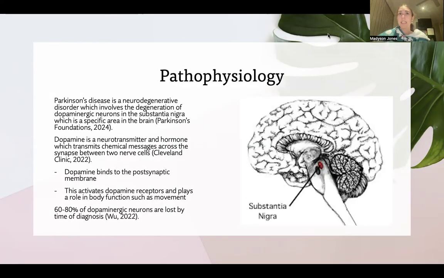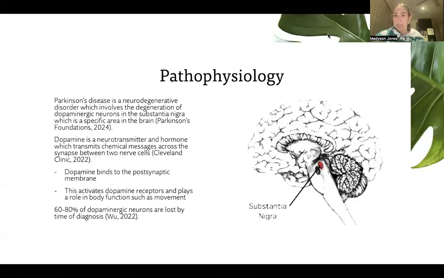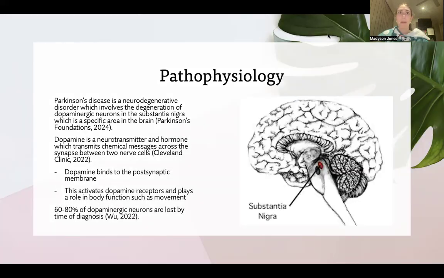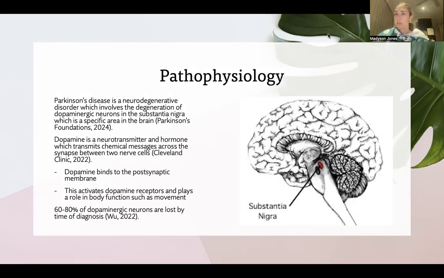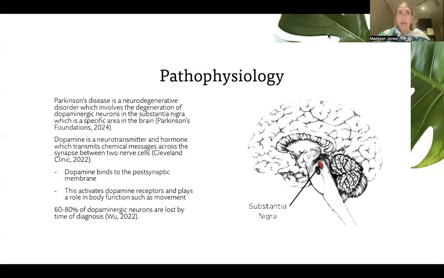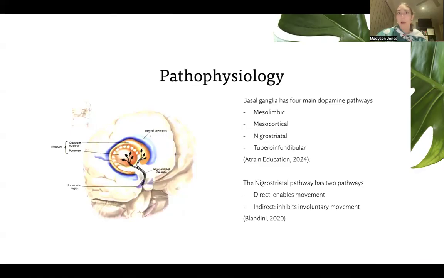In Parkinson's disease, as the neurons die and lose their functional capacity, it causes a reduction in these dopamine levels, specifically in the brain's basal ganglia circuit. So by the time Parkinson's disease is diagnosed and symptoms become apparent, approximately 60 to 80% of these dopaminergic neurons have been lost and causes a loss of function to the basal ganglial circuit. So this circuit has four main pathways which dopamine travels and is utilized by the body. This includes the metabolic, the mesocortical, the nigrostriatal, and the tuberoinfundibular pathway.